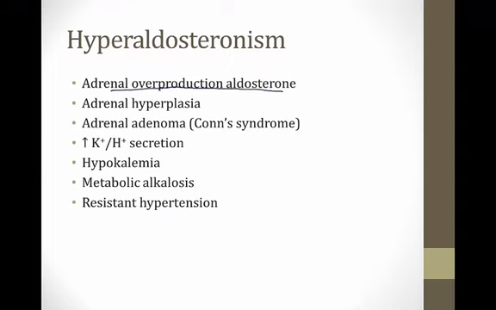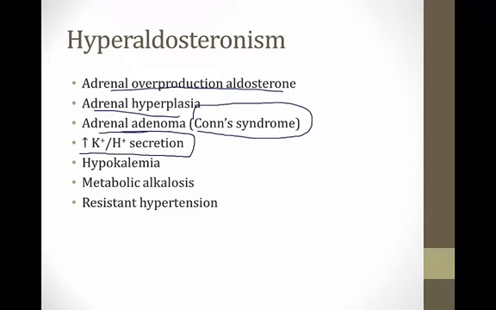This can either happen from generalized adrenal hyperplasia or from an adenoma that produces aldosterone. That's called Conn syndrome. And when you have this, the aldosterone does what it's supposed to do, but at an excessive level, so you get too much potassium and hydrogen ion secretion in the urine. The result is hypokalemia and a metabolic alkalosis, and these patients often have resistant hypertension.